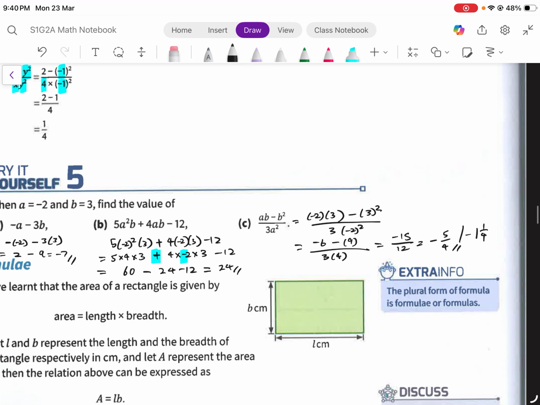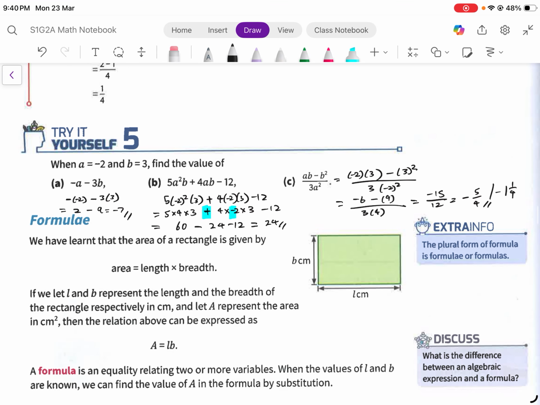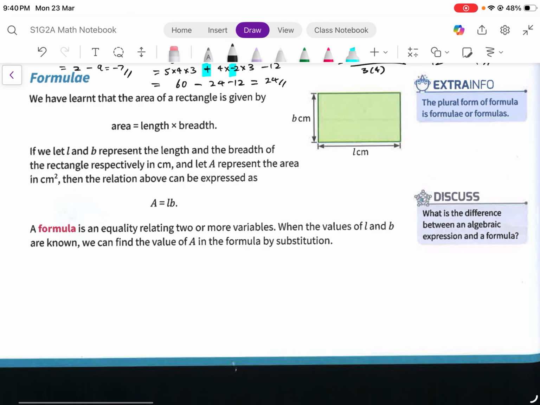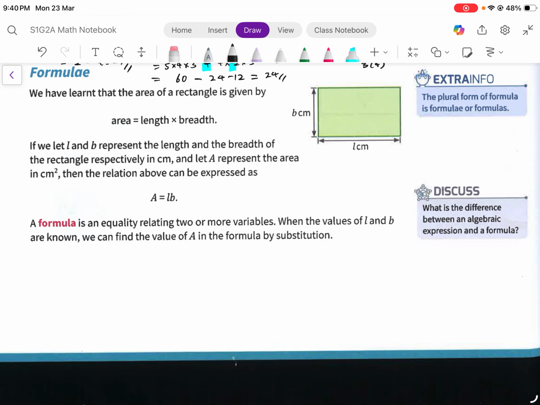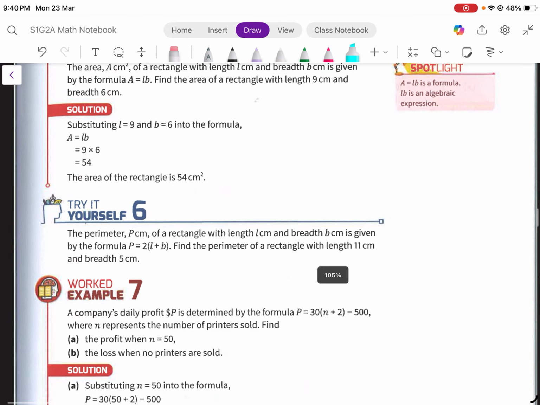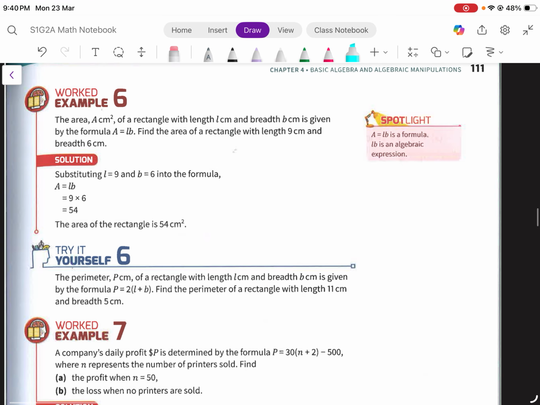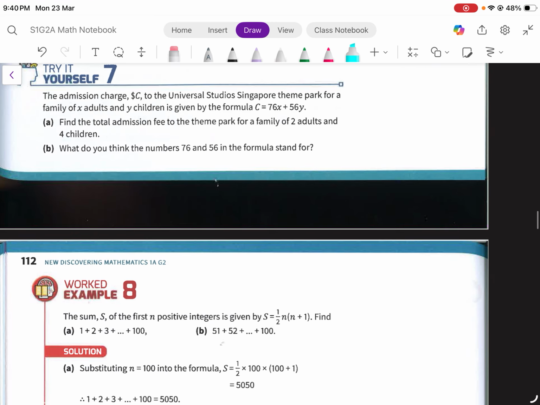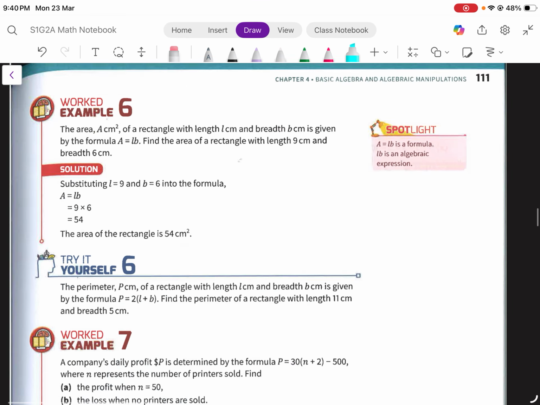Okay, another one, simple. Okay, so next one. Formula is an equality relationship of two or more variables, right? So, for example, area is length times breadth. Volume is length times breadth times height. So those are formulas. So we're going to go through these two before we go on to the practice exercise.